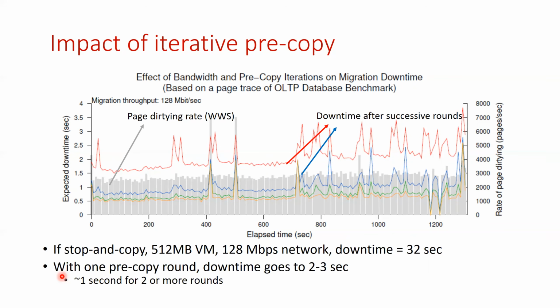But with just 1 round of pre-copy, that is, you copy all the memory once, and then in the stop and copy phase, you only copy whatever was dirtied in the pre-copy round. With that, your downtime goes down. You can see the red curve goes down to 2 to 3 seconds. That is a huge improvement. And after that, 2 rounds, 3 rounds, and so on, you're down to about 1 second or so, right? That is a huge reduction in the downtime of the application. And therefore, iterative pre-copy is a good idea. Even though you might end up transferring a page multiple times in multiple rounds, it might be inefficient, but still, it gives you a very small downtime.